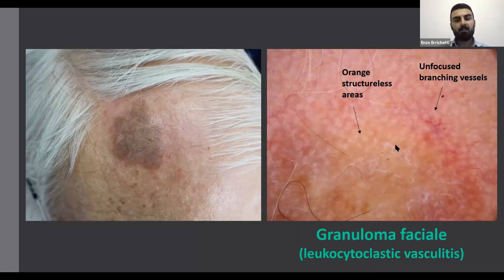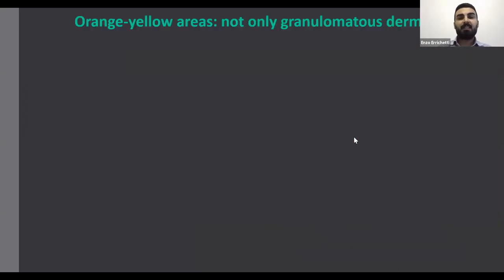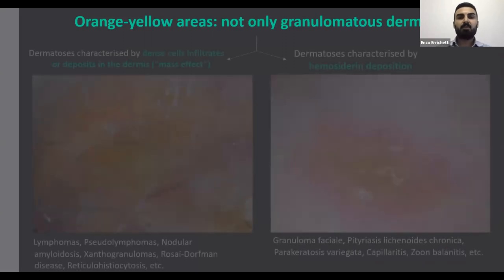So this is to underline that orange areas, of course, may be seen in granulomatous conditions, but not only in granulomatous conditions, even in other situations. I have to underline a thing that we have here, branching vessels that are unfocused. In granulomatous conditions, except for granuloma annulare, vessels are very, very focused because the granulomatous infiltrate in the dermis pushes the dermal vessels upwards, so towards the surface, towards our eye, thus appearing more focused. So orange-yellow structureless areas does not necessarily mean granulomatous conditions.